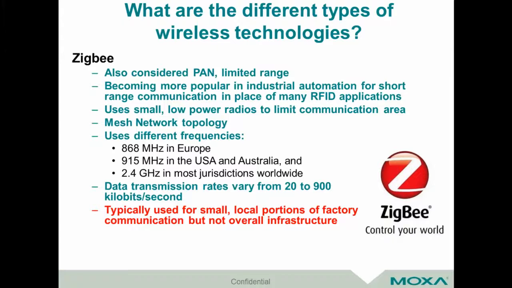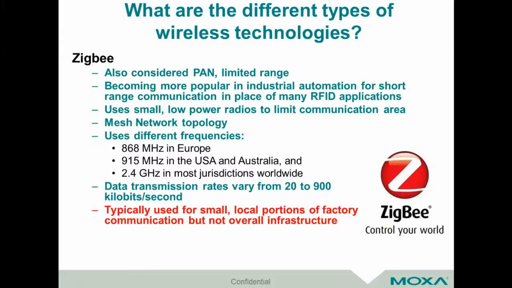Now, Zigbee is becoming increasingly popular because not only is it very low-powered, which means that its power requirements are very minimal, but it also uses what we call a mesh network topology, which means that every node in a Zigbee network doesn't necessarily need to see the master node.